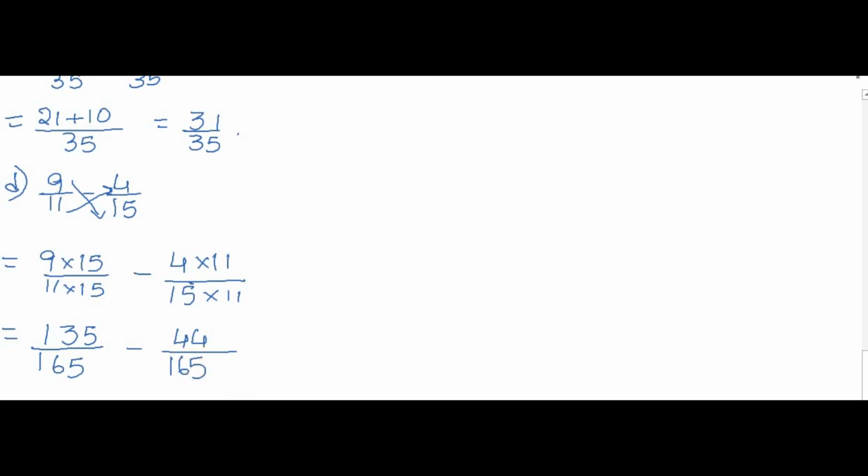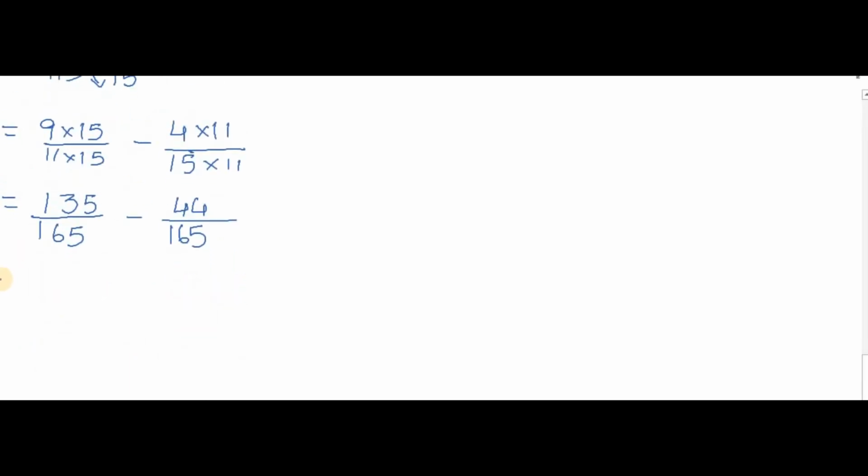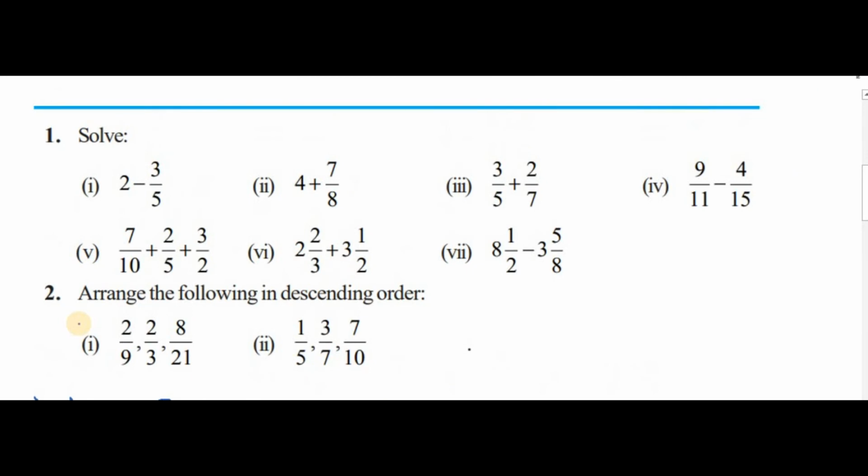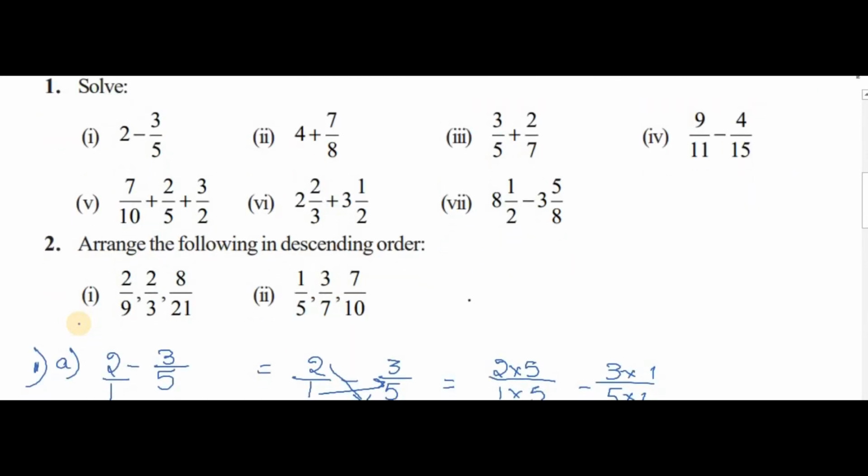Now my denominators are same, then what I should do? I should go for subtraction of numerators. 135 minus 44 by 165. So 5 minus 4 is 1, 13 minus 4 is 9, 91 by 165. As you all know that it is a proper fraction, so that is the reason we could not convert into mixed fraction. Only improper fractions can be converted into mixed fractions.